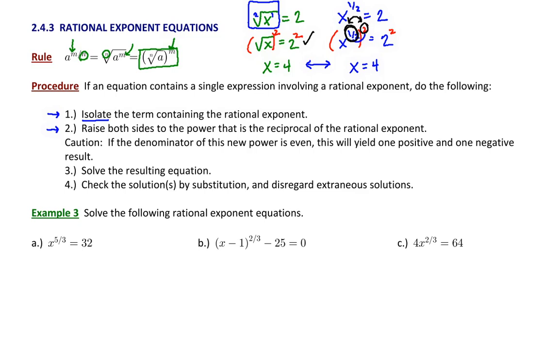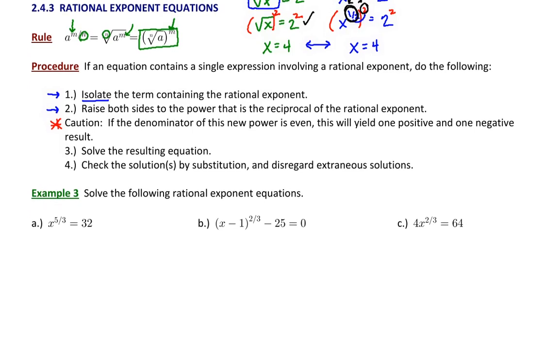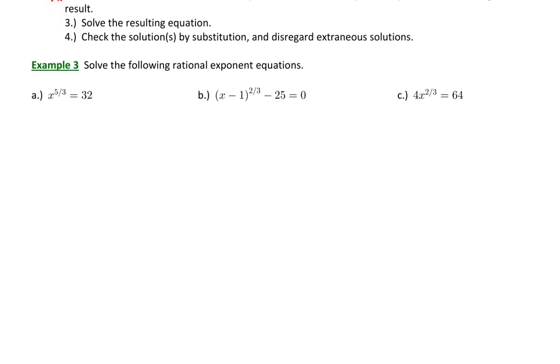Now, one thing you got to watch out for, which I even forget sometimes, if the denominator of this new power is even, this will yield one positive and one negative result. And I'll show you when that pops up on our examples. Once we do that, then we will have transformed from a rational exponent equation into something that we know, such as a linear equation or a quadratic equation. So number 3, based on its pattern, we'll solve the resulting equation. And then number 4, check the solution by substitution. And remember, extraneous solutions pop up with these types of equations as well. So let's give it a try.